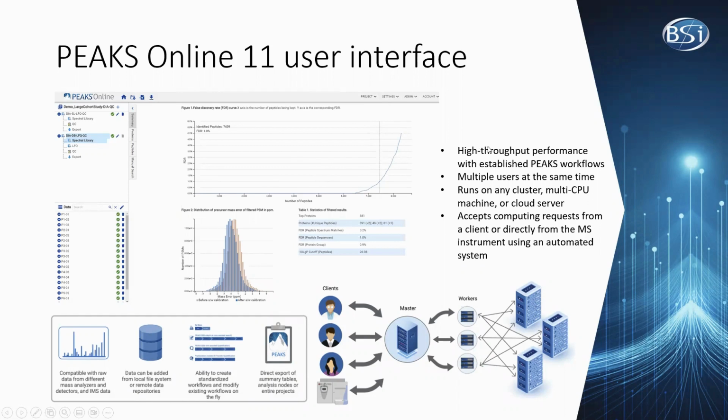So Peaks Online is a high throughput solution established with all the same Peaks workflows that we have in Studio. One of the main differences is you can have multiple users access Peaks 11 at the same time. It runs on any cluster, multi-CPU machine or cloud server, so you don't have to be on the internet to use it. And this master node can accept multiple computing requests from different users or clients. It could also accept data coming right off the MS instrument using an automated instrument daemon.